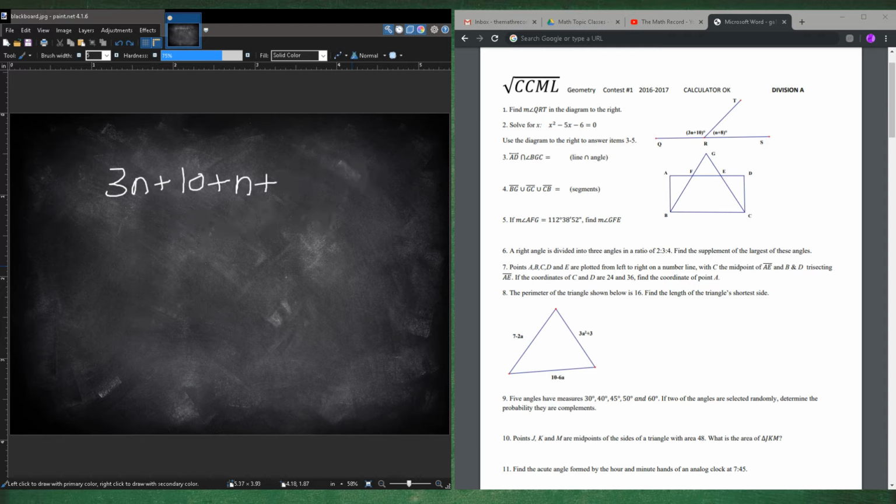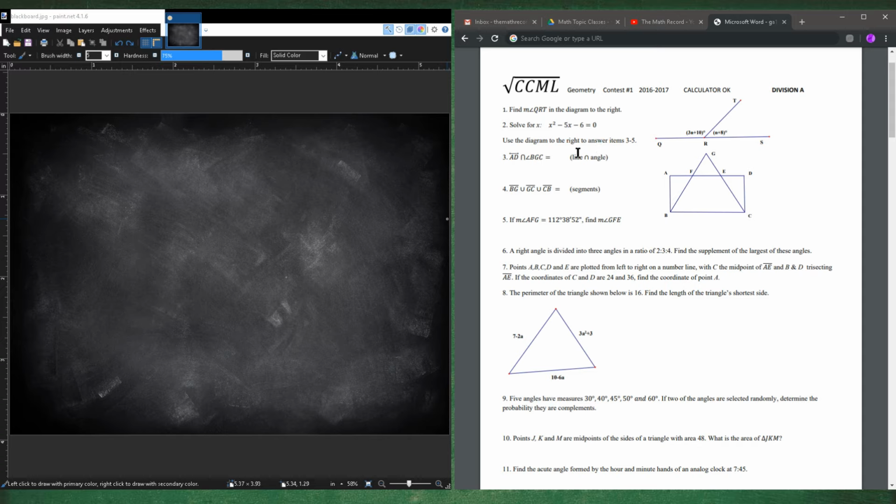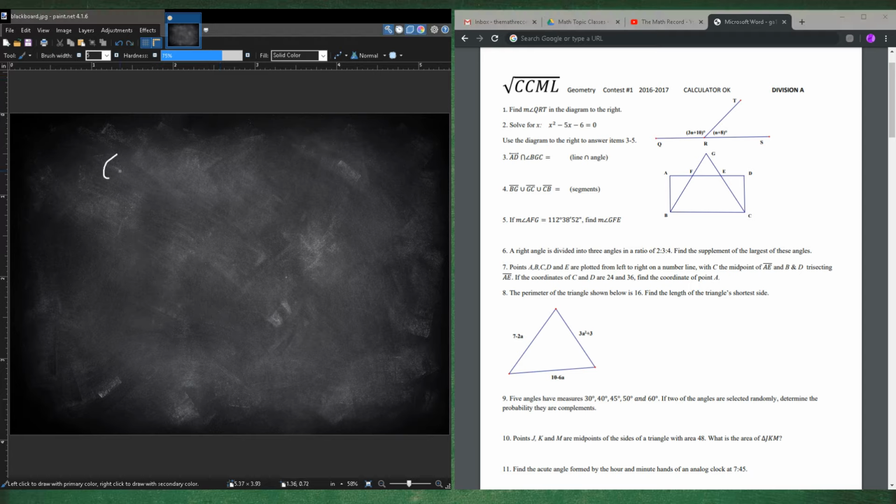And now question 2. Solve for x. X squared minus 5x minus 6 is equal to 0. So we should factor this out first. So what multiplies to negative 6 but adds up to negative 5? So the only one is x minus 6 times x plus 1 is equal to 0. Because that's x squared plus x minus 6x, so that makes negative 5, and that makes negative 6.